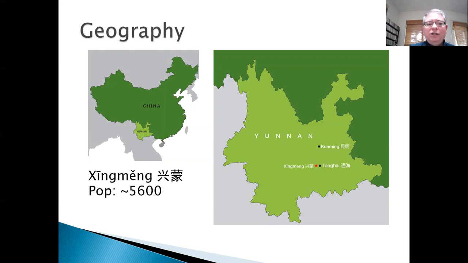The village they live in, Xingmeng, has a population of about 5,600. Xingmeng in Mandarin translates to prosperous Mongol. And that is also a fairly new term that came about after the Chinese Revolution in the 40s. It's located in central Yunnan. It's about 15 minutes away from the county seat of Tonghai and about 4 hours drive south of Kunming, the provincial capital. So again, right in the heart of central Yunnan.